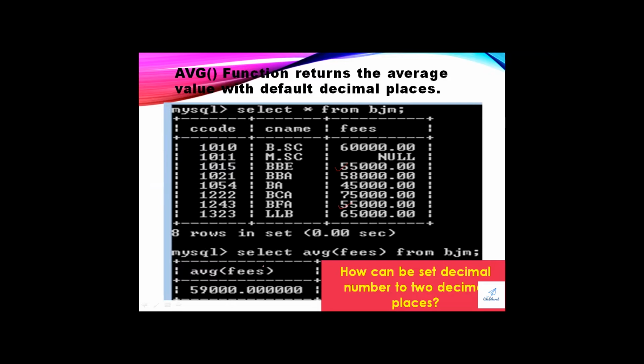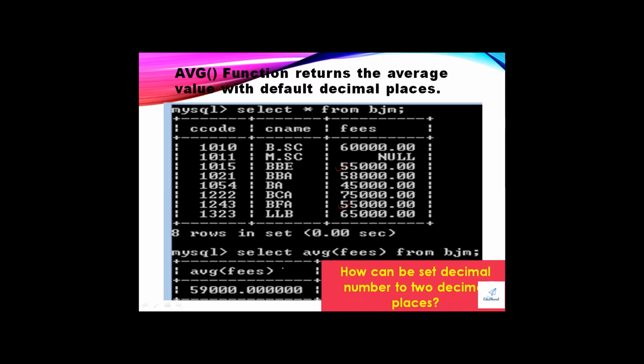So if I write average fees, you just see it. The result will be, that means it will count 1, 2, 3, 4, 5, 6, 7, so it will divide it by 7. You just do it. Okay. So 5, 9, triple 0, then 0.0000. That is 6 times 0.